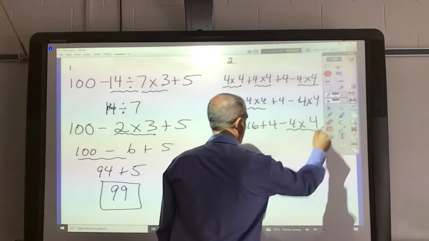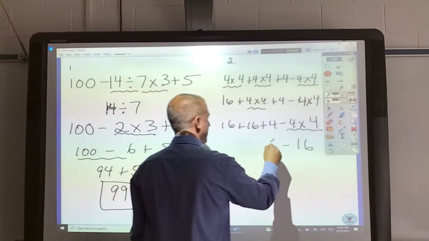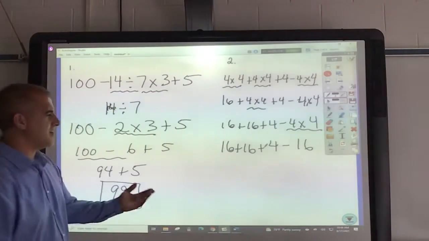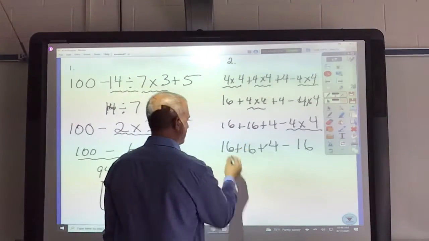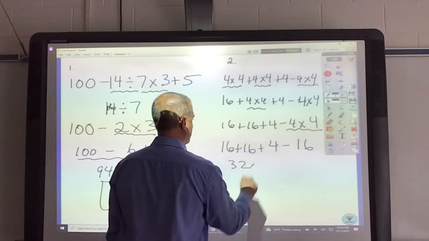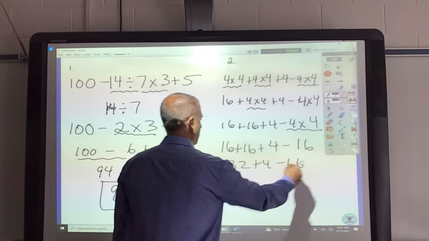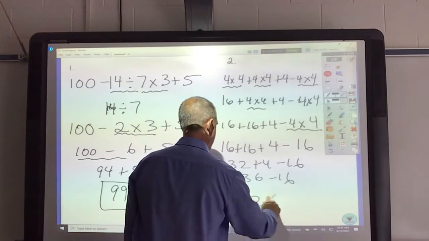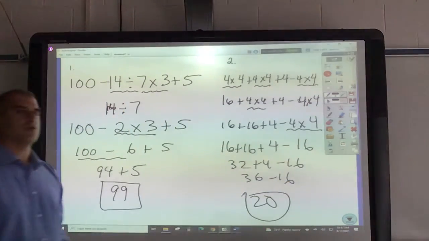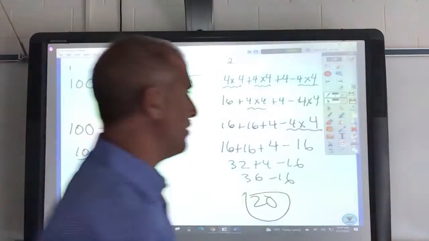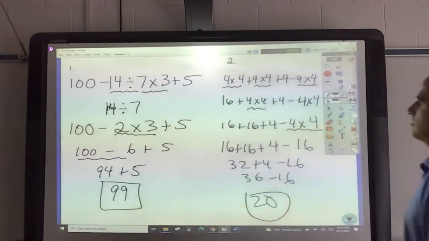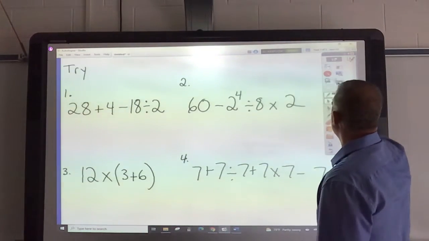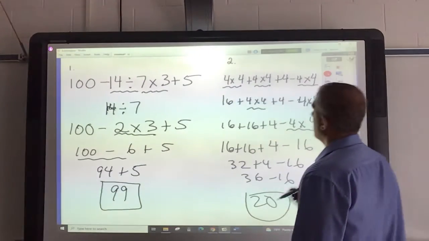I've got multiplication again. That's going to be minus 16. So I've got 16 plus 16. Now I'm just going to work left to right because I'm in the addition and subtraction group. So that'd be 32 plus 4. That'd be 36, minus 16, 20. So do multiplication and division first, left to right. Let me do one more with you.